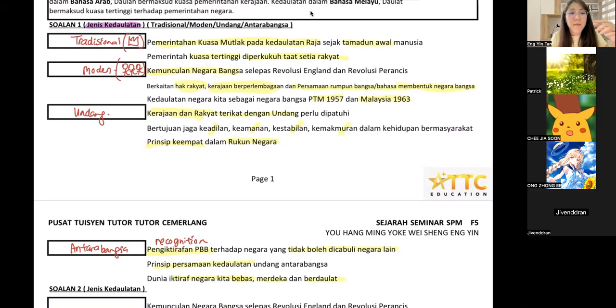What did you remember about tradition? I'm not asking you guys to write full sentences. Just try your best to squeeze everything out from your brain. Whatever you remember, just write. And then you compare, and then you can see the differences.